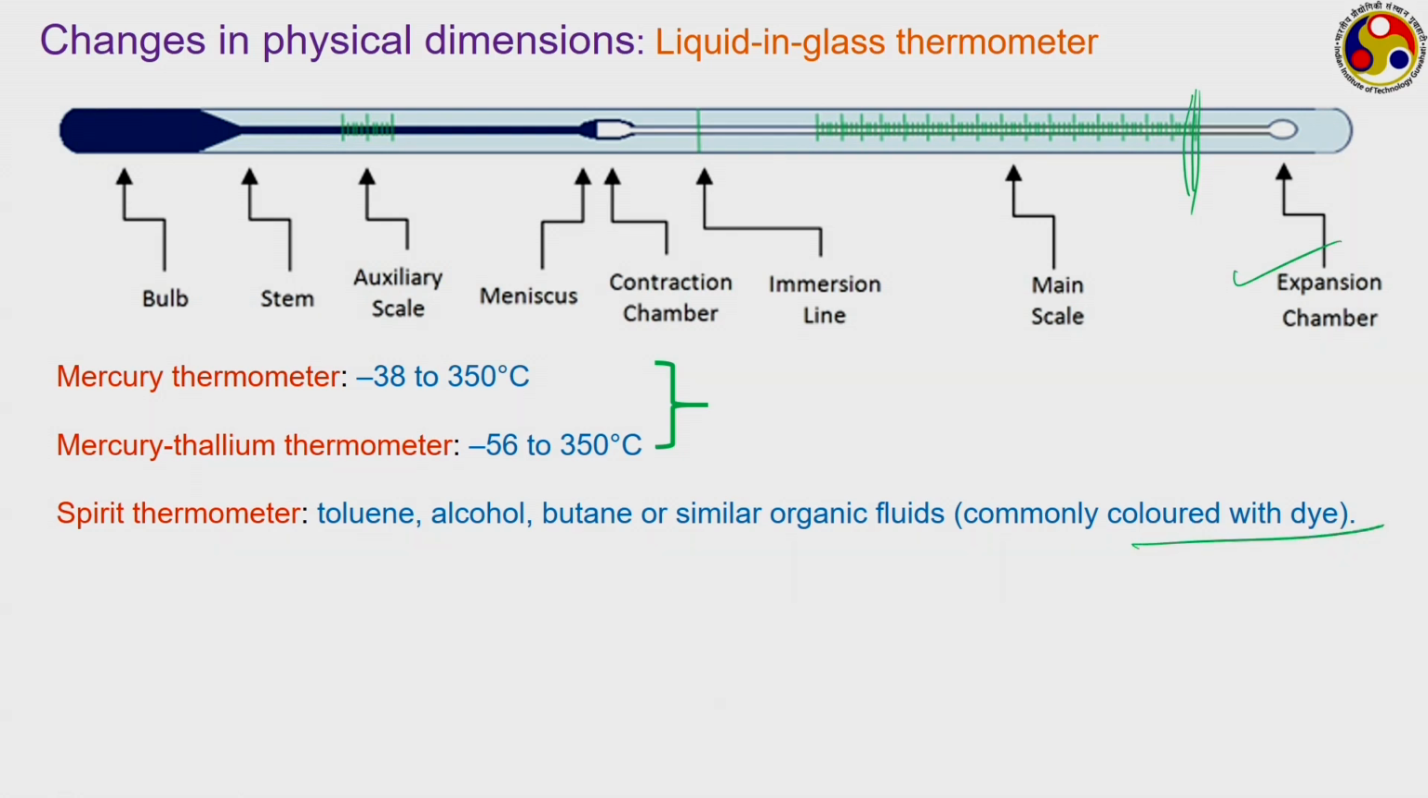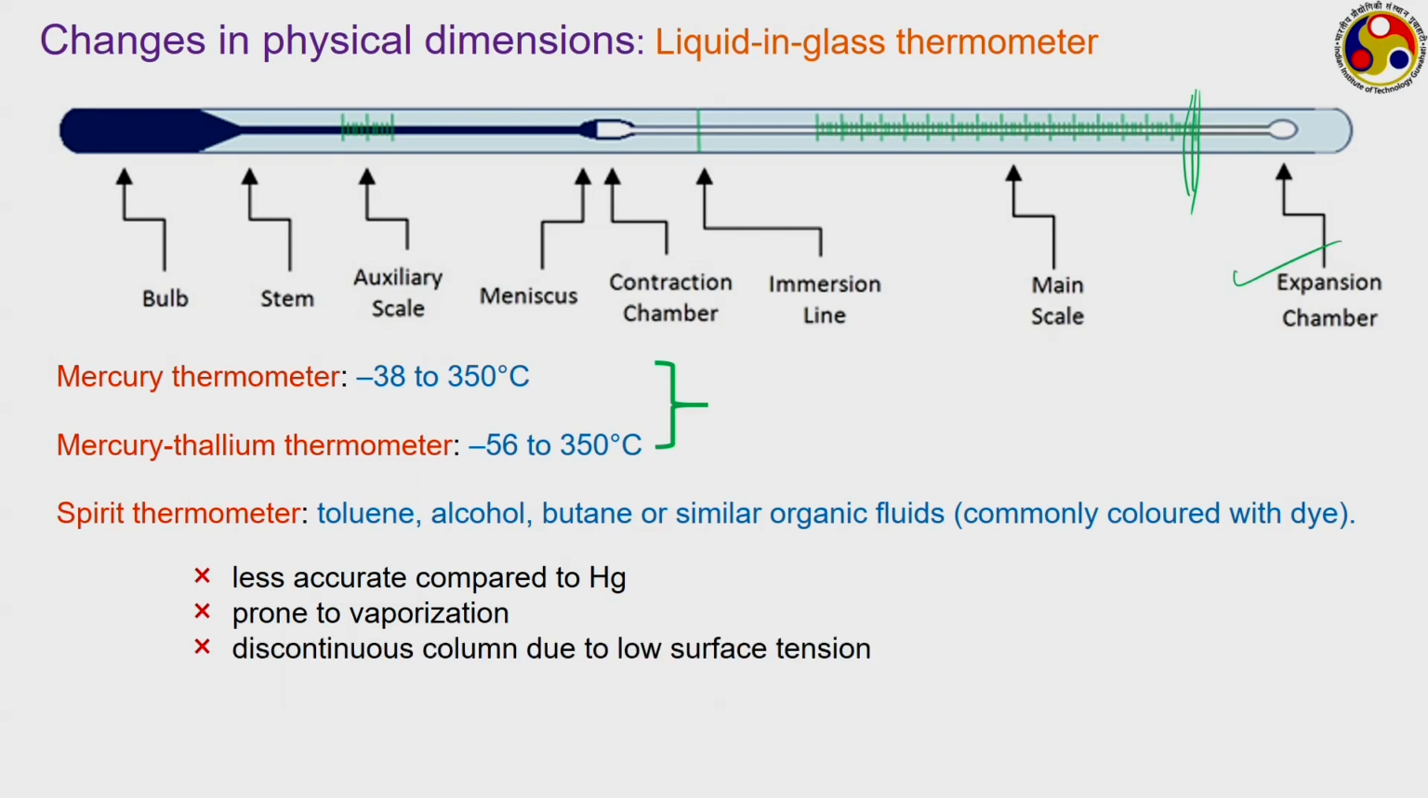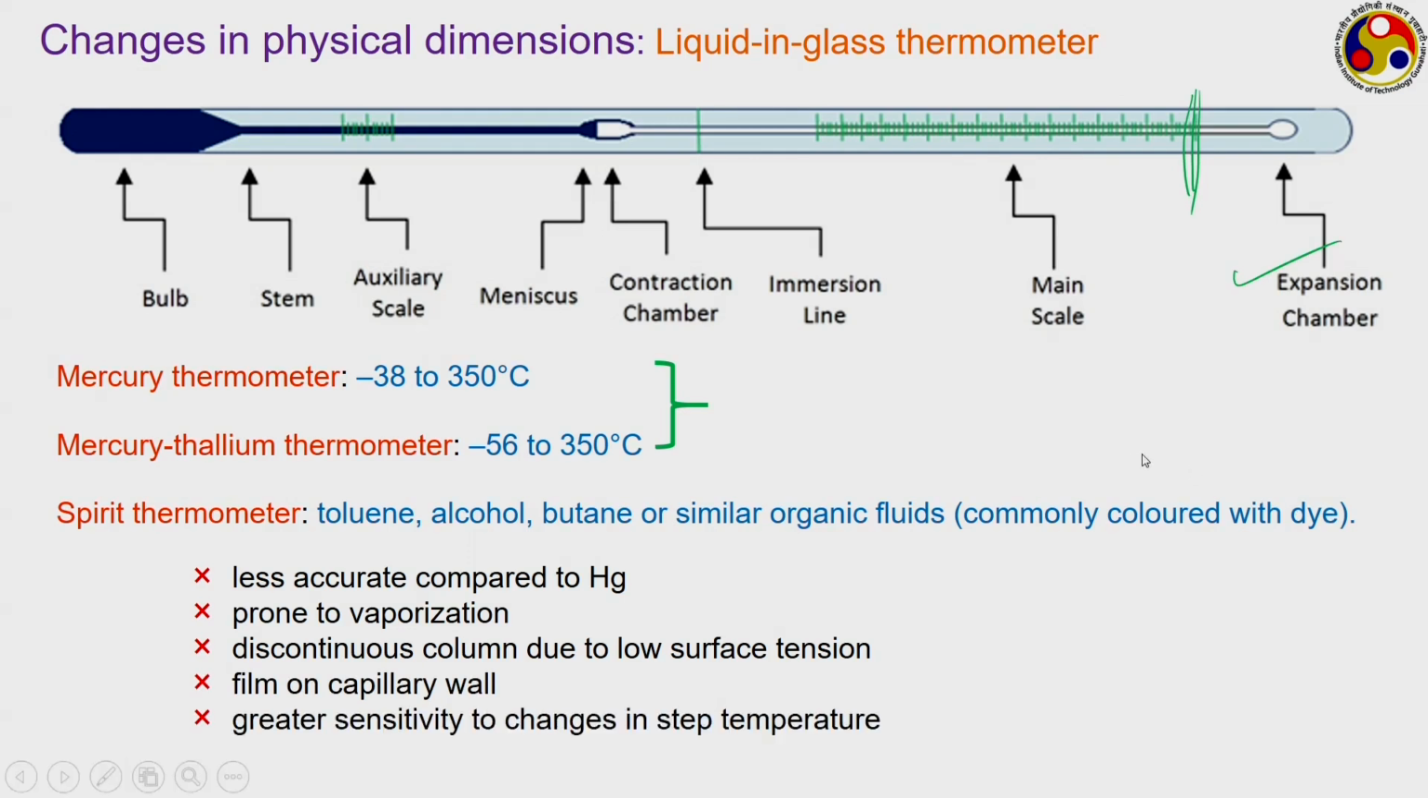The spirit thermometer has several disadvantages. Before we talk about its advantages, we should mention the disadvantages. It is definitely less accurate compared to mercury, and prone to vaporization because they have a lower boiling temperature. Their surface tension is low, and that is why we may have a discontinuous liquid column, thereby giving a wrong reading. They can form a film on the capillary while coming down, and they also have a greater sensitivity to changes in stem temperature.